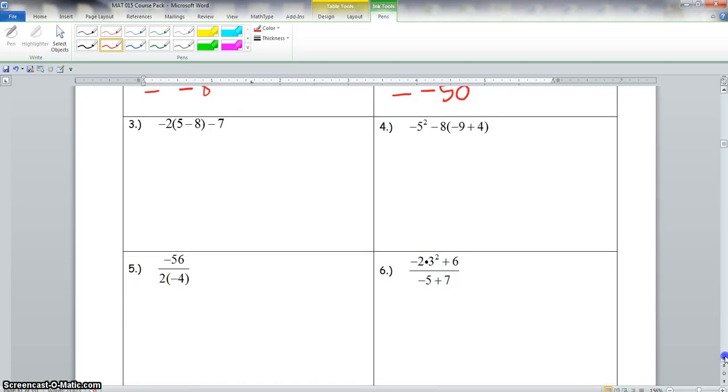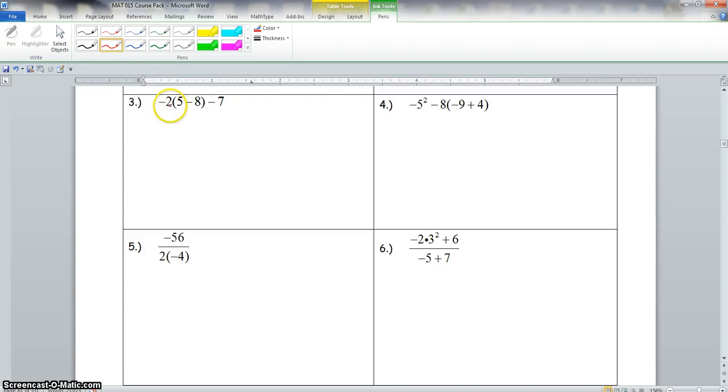Now we scroll down here to number 3. Again, we cannot do anything inside this parenthesis. So we will read this as multiplication, the parenthesis, and subtraction. So we know we do the parenthesis first. We know that 5 minus 8 is a negative 3.